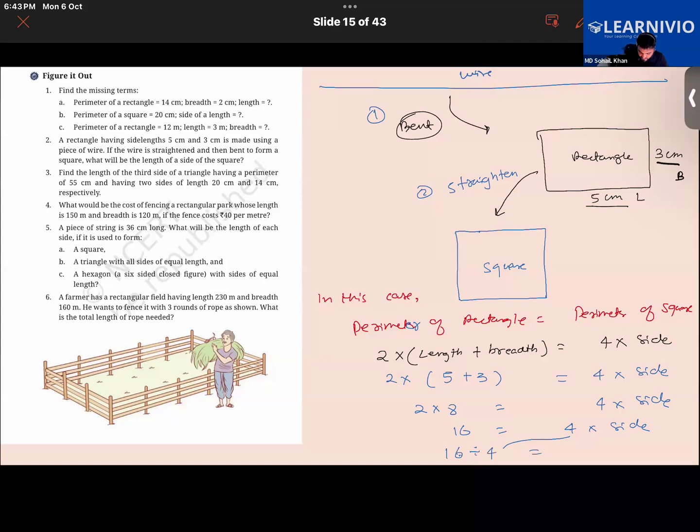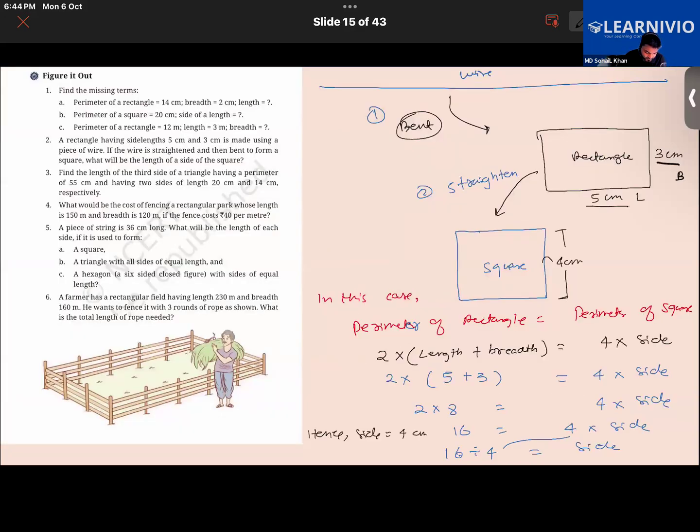So what is the value of side now? Tell me. 16 divided by 4, 4 is 4. So hence, side is equal to 4 centimeter, right? The side of this square is 4 centimeter. Is that clear to both of you? Clear now? Good. So if that is clear, you guys give it a try.